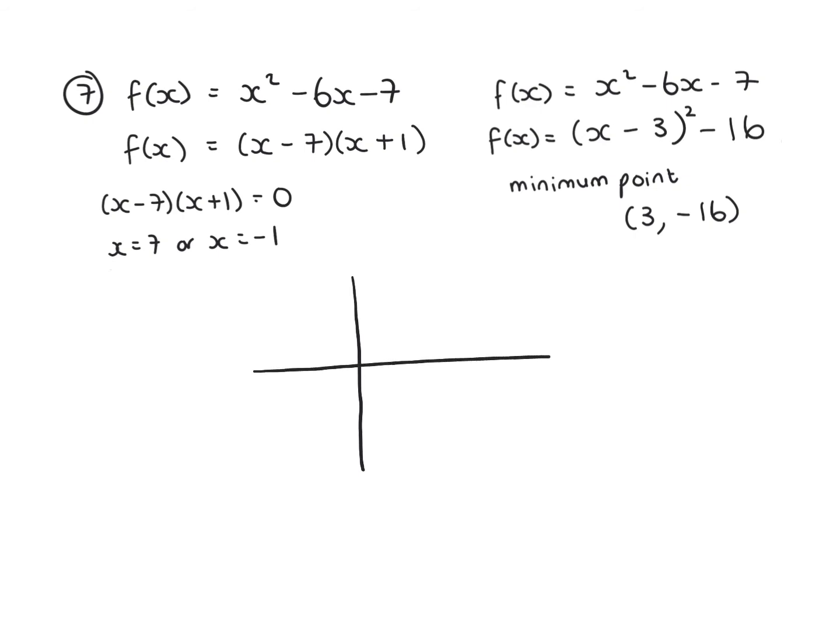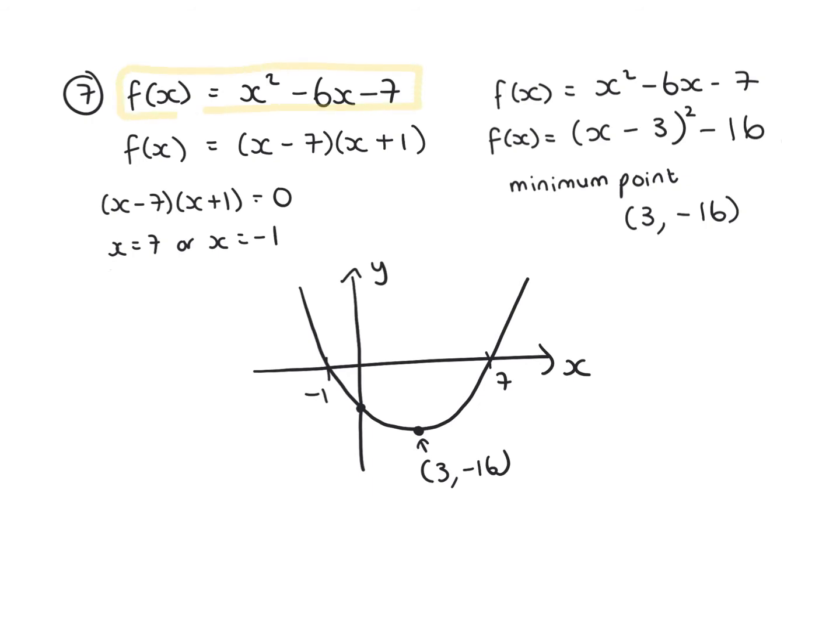So it's crossing the x-axis at -1 and 7. So that's (-1, 0) and (7, 0). The minimum point here is (3, -16). And it's obviously crossing the y-axis here when x is 0. So if we look back up to this f of x graph, when x is 0, that would just be -7. So that's -7 on that axis. So that's part A, that's my graph drawn.